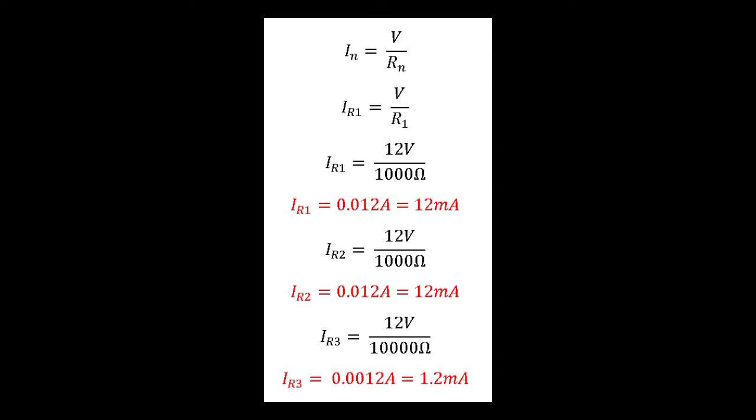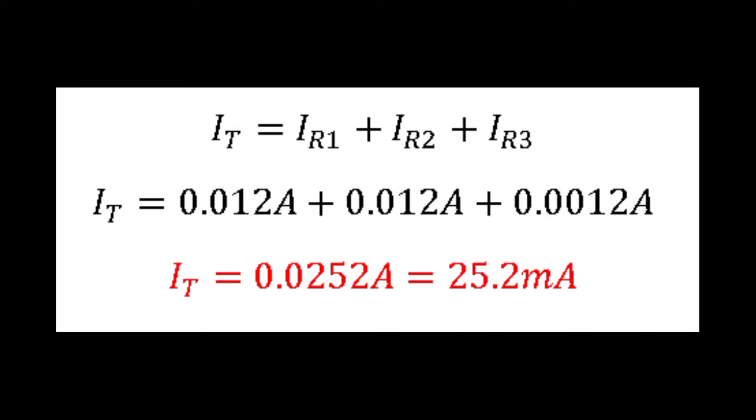Also, to calculate the total current moving around the parallel circuit, we use the formula total current is equal to the current of resistor 1 plus the current of resistor 2 and the current of resistor 3. Adding those values, we have a total current of 25.2 milliamps.